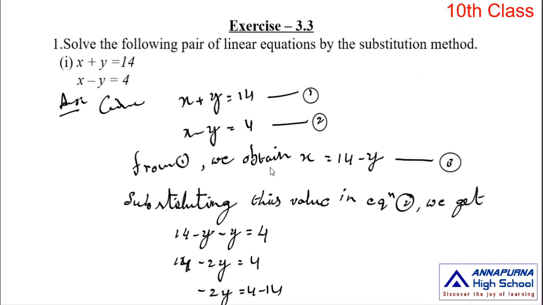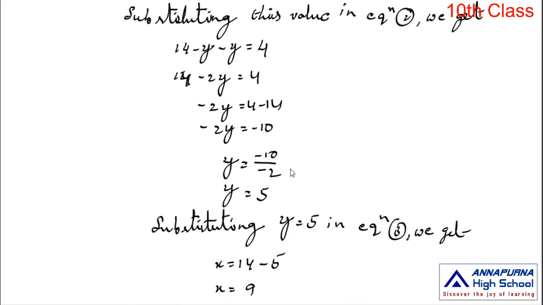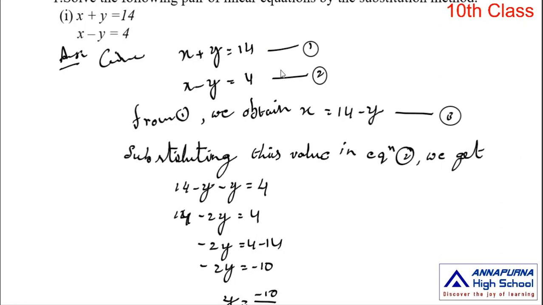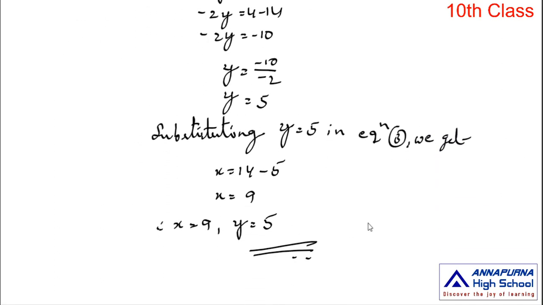Here we are solving these two equations by the substitution method. In this substitution method, the first step is, from the given two equations, you can choose any one equation and present any one variable in terms of the other variable. Then we substitute that variable value in the other equation, and from that equation we find one variable value, and substituting that variable value in equation 1 or 2 or 3, we get the other variable value. So this is the substitution method.